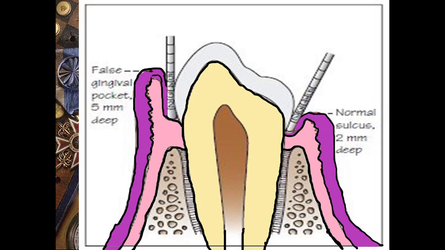So this is normal sulcus showing the depth of approximately 3 mm, and this is the case of false pocket. The pocket depth is 5 mm, but it is due to increase in the size of gingiva. Underlying tissues are still intact.